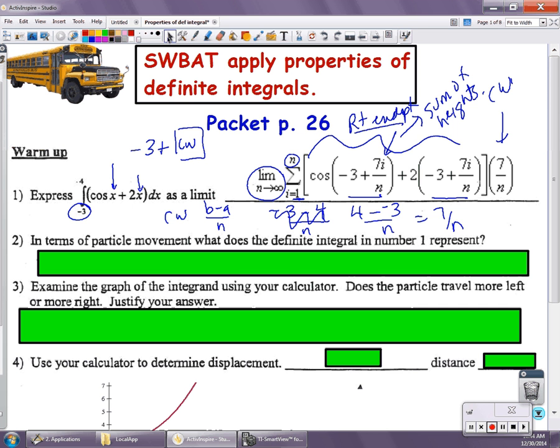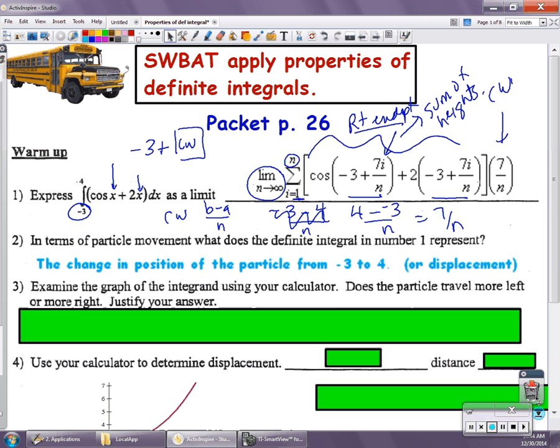Number 2, in terms of particle movement, what does the definite integral in number 1 represent? Well, in terms of particle movement, it represents the change in position of the particle from -3 to 4, or you could say it represents the displacement of the particle from -3 to 4. There aren't any units given in this particular case. And we can safely say that because we haven't looked at the graph of the function yet, and we don't know whether the area is positive or if some of the area is negative, so we have to say the change in position.